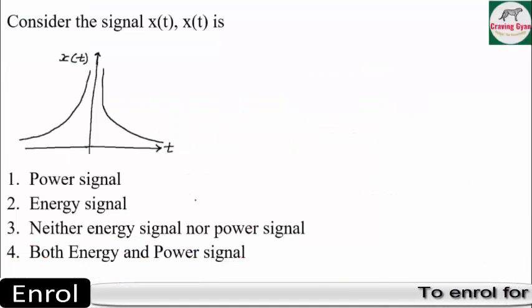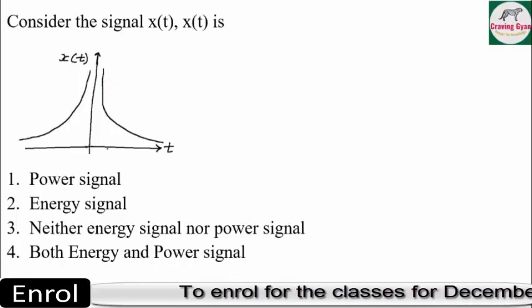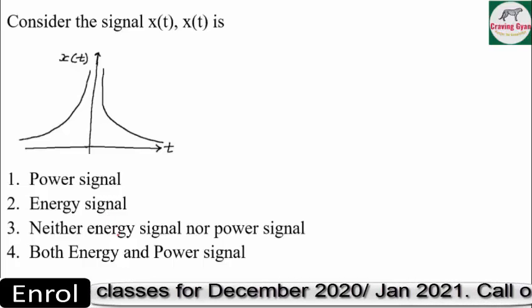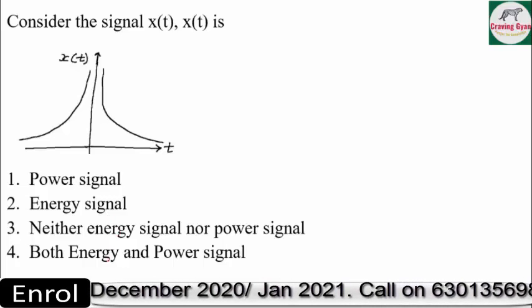Moving on to the first question, what is given is consider the signal x of t. They are asking whether x of t is a power signal, energy signal, neither energy signal nor power signal, or both energy signal as well as power signal.